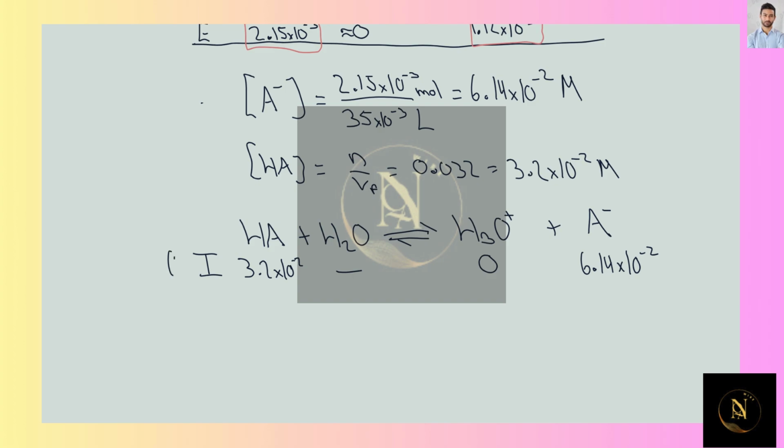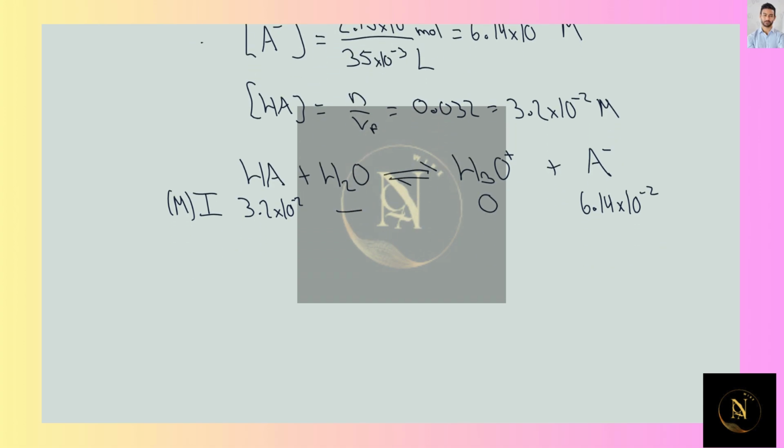Now this ICE table is going to be in molar concentration because our target is the value for H3O plus. Next up, we're going to have the amount of change that we're going to call x. We're going to have a decrease of x for HA. Here we're going to add x, and we're also going to add x on this side. And at equilibrium, we're going to have 3.2 times 10 to the minus 2 minus x, x, and 6.14 times 10 to the minus 2 plus x.